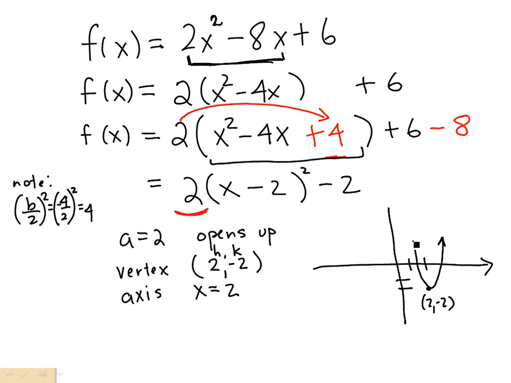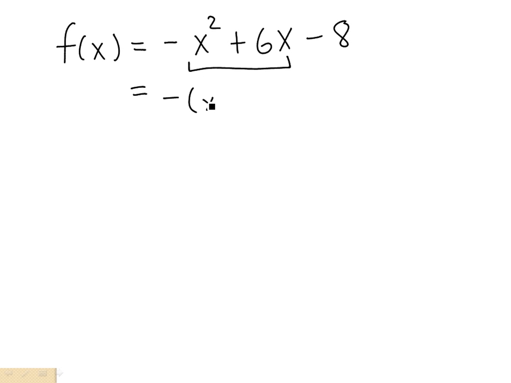Okay? f of x equals negative x squared plus 6x minus 8. Again, we have an a that is not 1, so we need to factor out the a. In this case, a is negative 1, so we have to factor it out of the first 2 terms. So negative x squared, what would this sign have to be to make this plus up here? It would have to be a minus 6x. And we're going to take out this negative 8 and put it to the side.